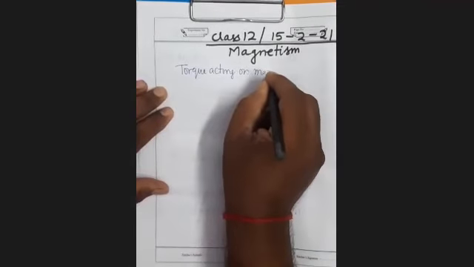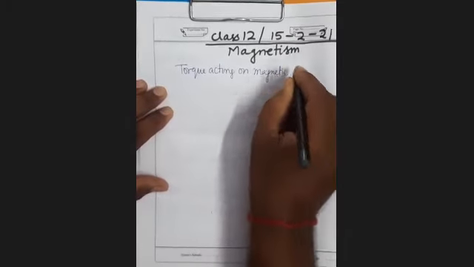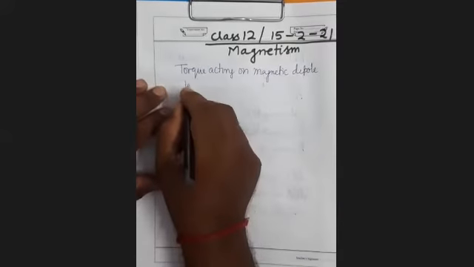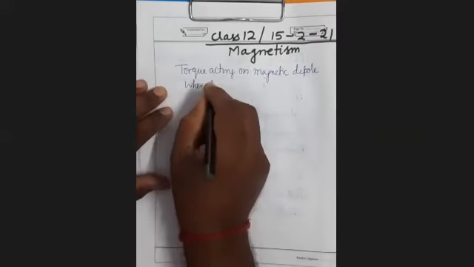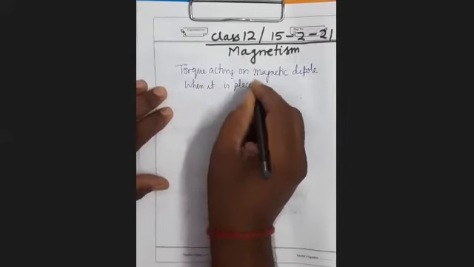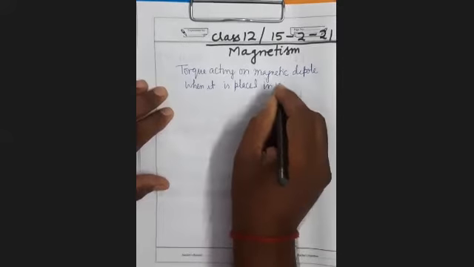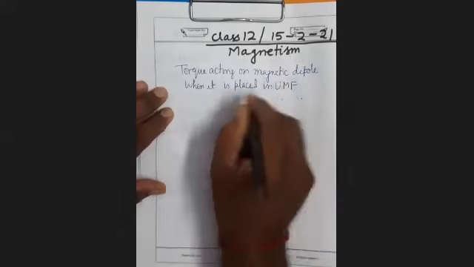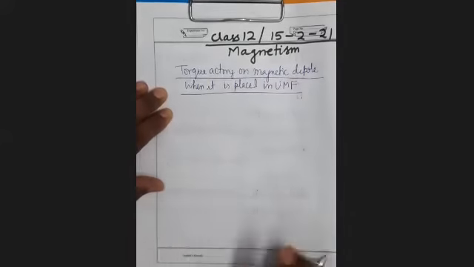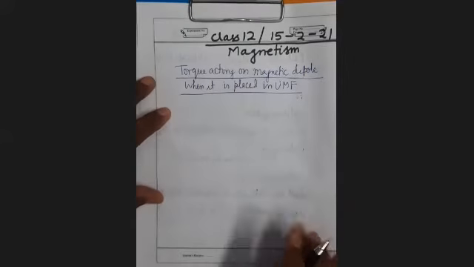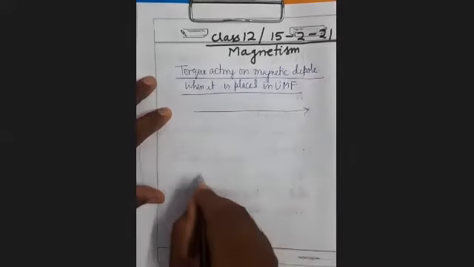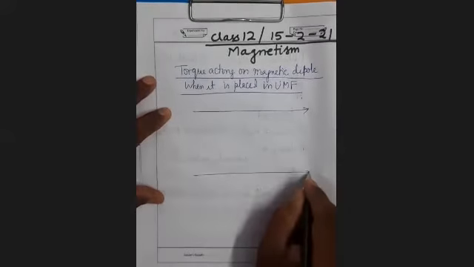Magnetic dipole, when it is placed in a uniform magnetic field. Now you can see here, this is a region of uniform magnetic field.